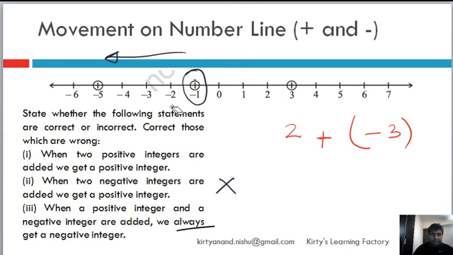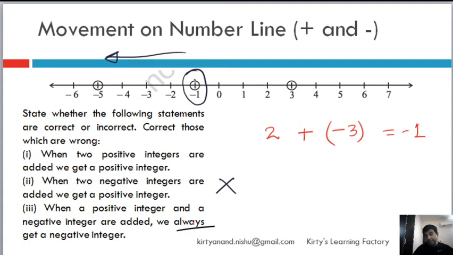Let me erase it and write it again. In one example I will make it absolutely clear to you. We will take 3 examples with the same set of numbers and you will understand. So let's say the positive integer is 2 and the negative integer is -3. Now we are adding them. What does it become? It is 2 minus 3, it is basically -1. We get a negative integer. Great. But the question says we always get a negative integer.